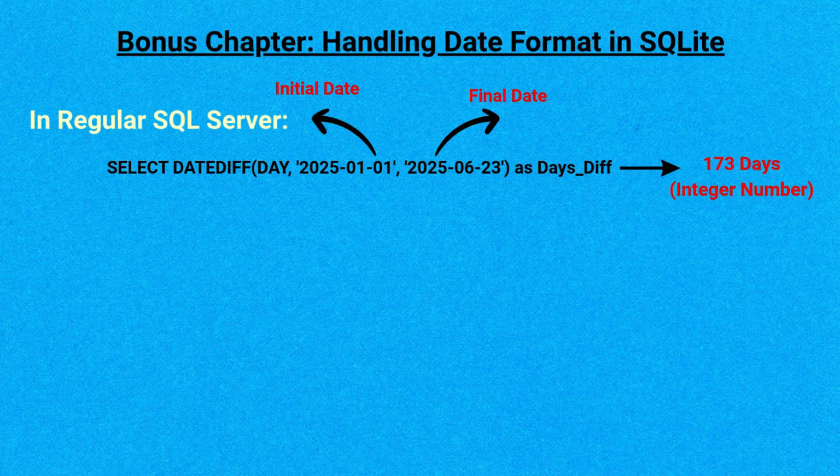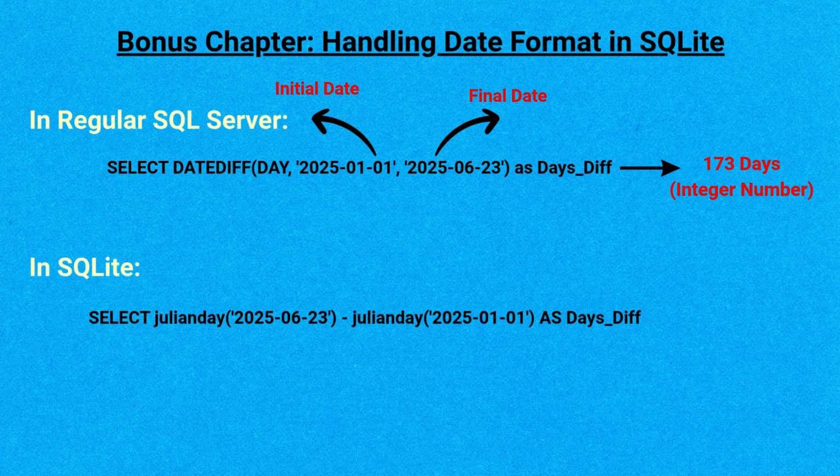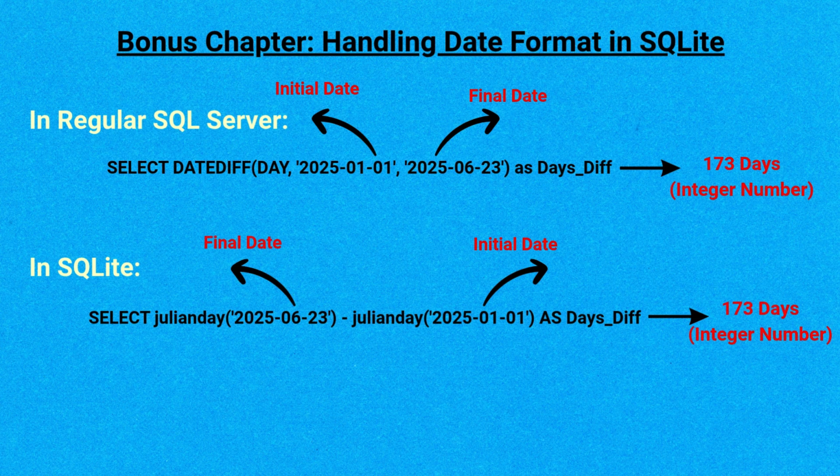However, SQLite doesn't support the datediff function. Instead, you achieve the same result using the Julian day function. By subtracting the Julian day of the earlier date from the later date, SQLite returns the exact number of days between the two dates, which is also 173 days.